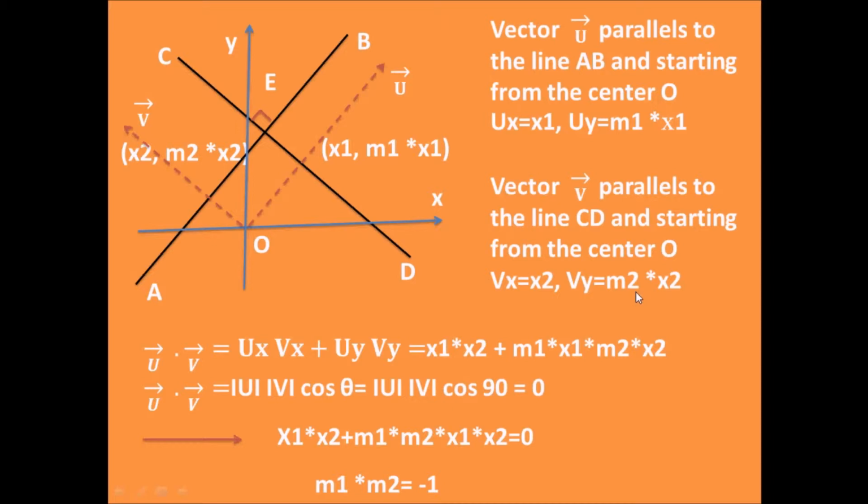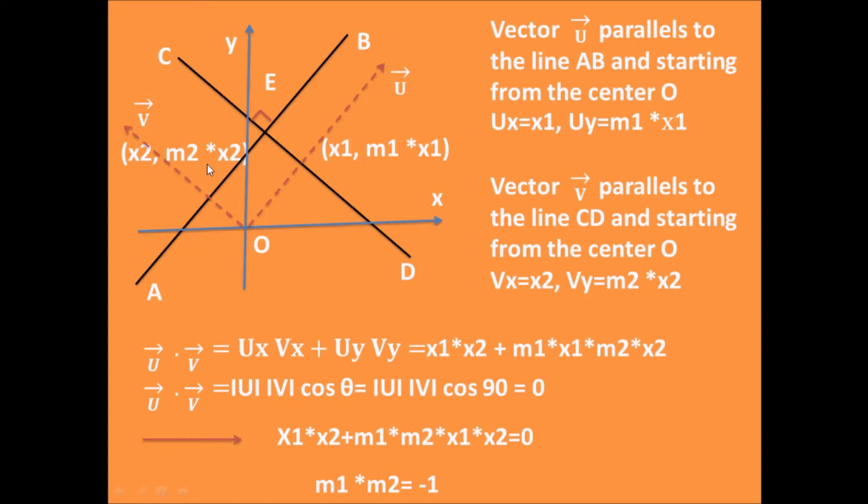Now we have to use the dot product of two vectors. Vector u dot vector v equals ux times vx plus uy times vy, which equals x1 times x2 plus m1 times x1 times m2 times x2. However, the dot product of two vectors can also be written as the amplitude of vector u times the amplitude of vector v times cosine theta. Here, theta is the angle between these two vectors.